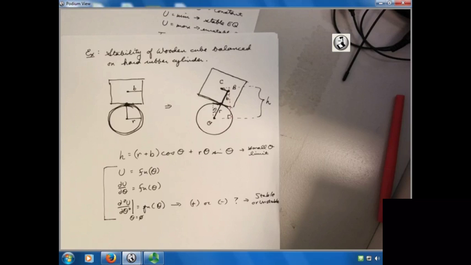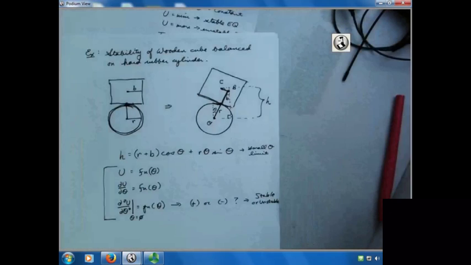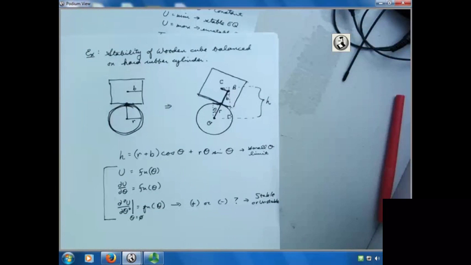So, at what condition would it be stable? If B is less than R, it would be possible. We're trying to balance something big on something really small. It's not though. I mean, there's people out there that balance giant boulders on tiny little things all the time.